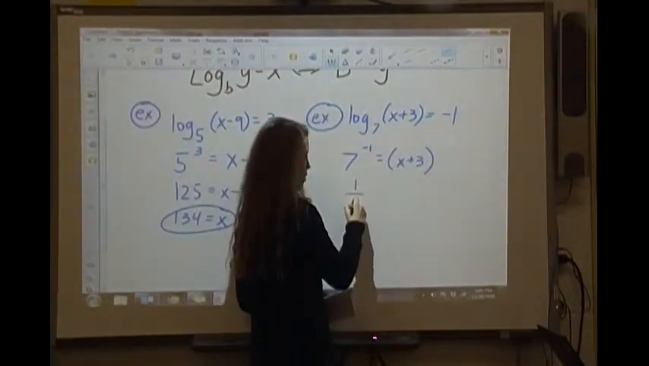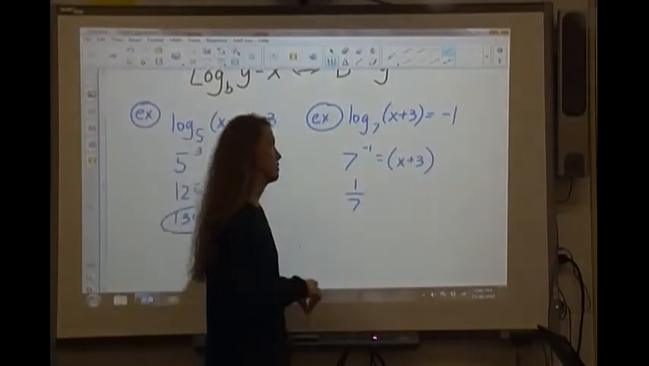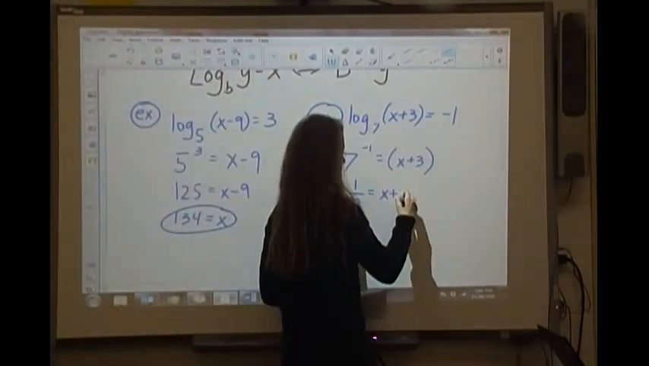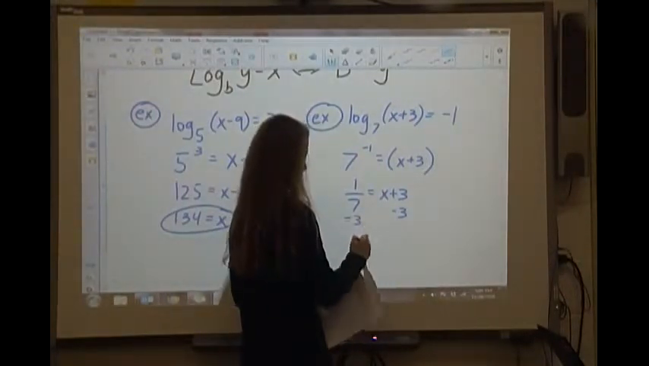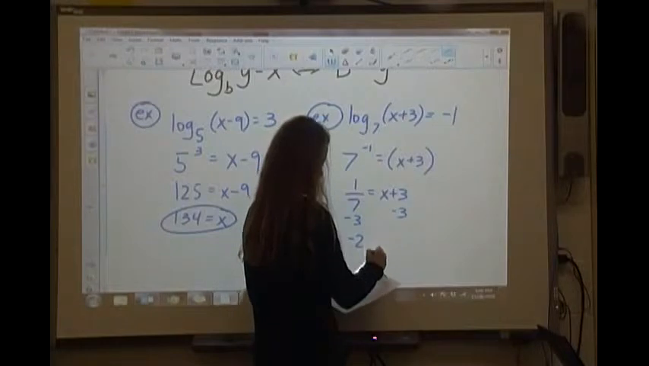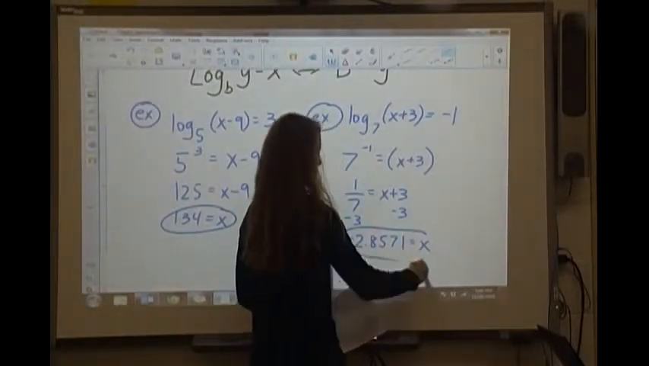So we'll solve that: 1 over 7. Remember, a negative exponent changes that to a fraction. Set that equal to x plus 3. When we solve that, we're going to subtract 3 from both sides. So we're left with negative 2.8571 is equal to x.